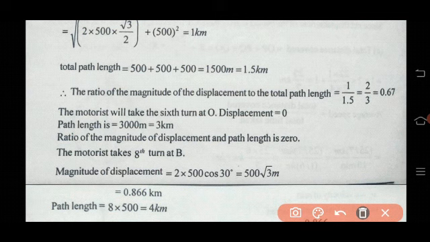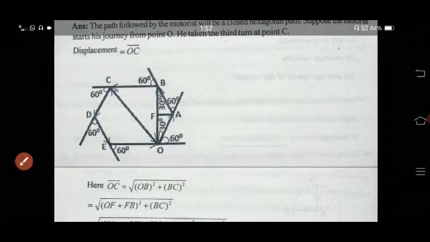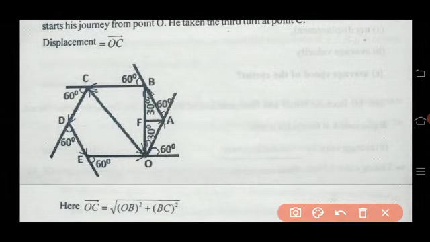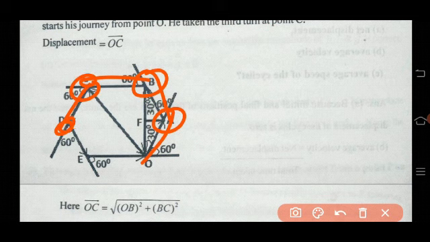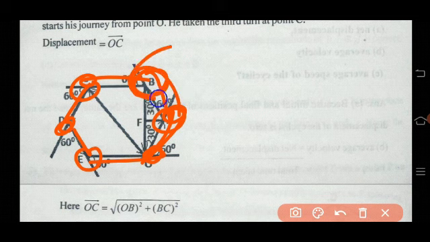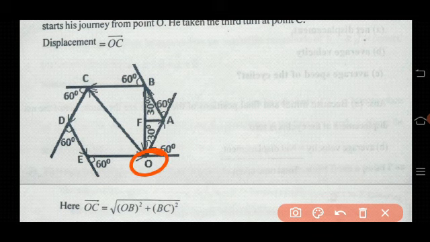Now we need to find out for the eighth turn. What is the total displacement? Once again see the diagram. When he reaches A, it is the first turn. Then B is the second turn, C the third turn, then fourth, fifth, sixth, seventh, eighth. So B is the eighth turn. What is the displacement here? The initial position was O. Now the final position is B. Therefore, this straight line gives the displacement.